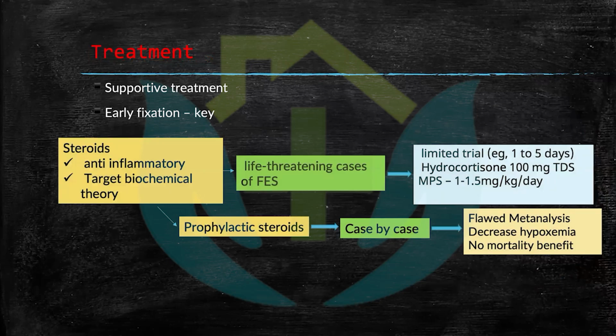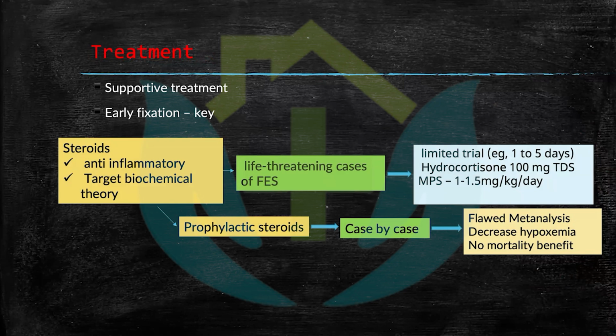Now coming to the treatment, it is supportive, only supportive care. You have to give adequate analgesia, you have to give oxygen support, you have to give anticoagulation. Very important, these patients have a very high risk of DVT because they have a fractured limb, they are immobilized, so they have a high risk of DVT.